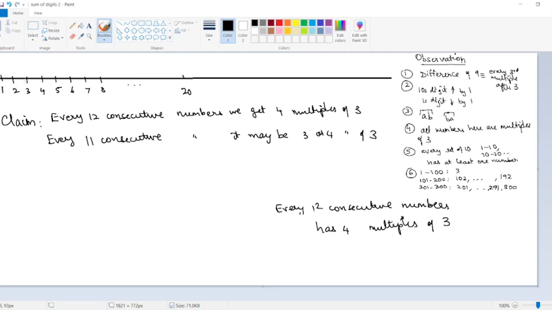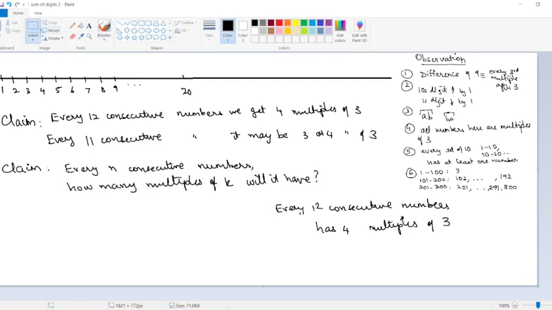Right. So is this clear to everyone? Is there something else you want to discuss about this? Well, this is clear for me. Okay. So then I can give a more generalized claim. If I take every n consecutive numbers, how many multiples of k will be there? N by k. For any k, for any n.